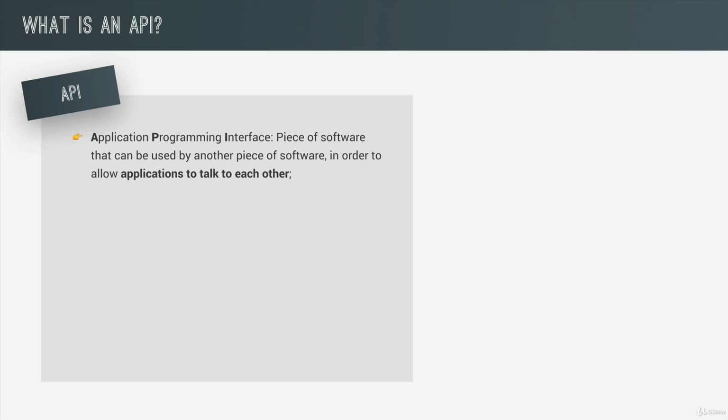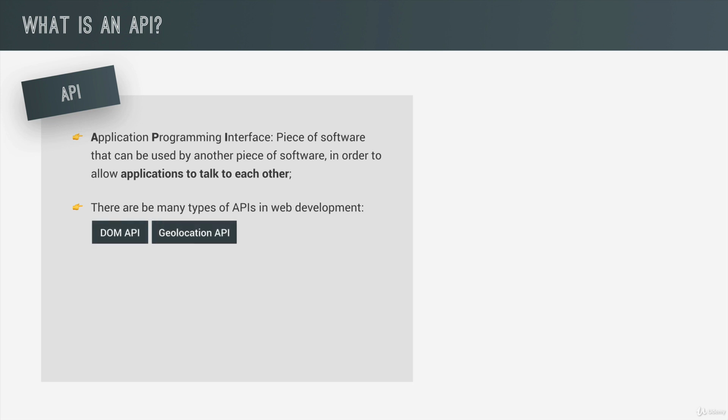Now, in JavaScript and web development, there are countless types of APIs, like the DOM API or the geolocation API that we have been using. So these are called APIs because they are a self-contained piece of software that allow other pieces of software to interact with them. For example, our Mapty application that we built in the previous section.